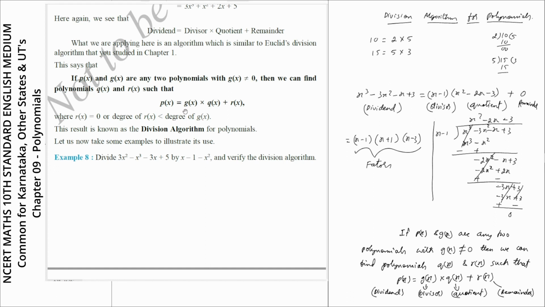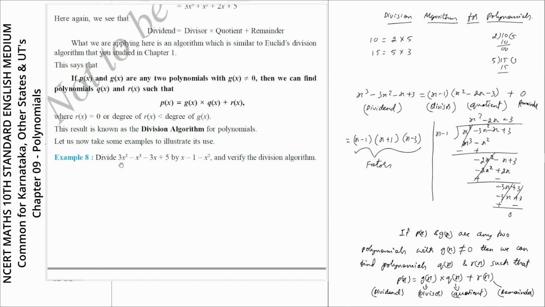This is not at all tough to remember. p of x is nothing but the dividend, g of x is the divisor, q of x is the quotient, and r of x is the remainder. Here q stands for quotient and r stands for remainder. One thing you should observe is that the degree of the remainder will be less than the degree of the divisor, g of x. In the textbook there are some more examples regarding division.